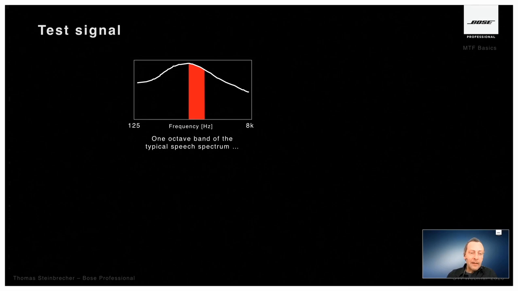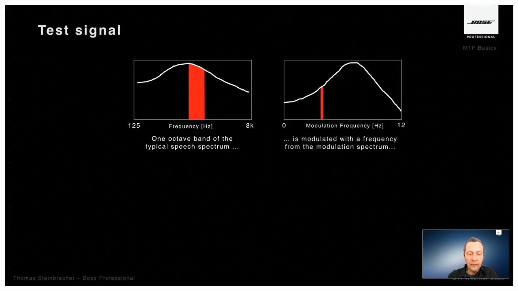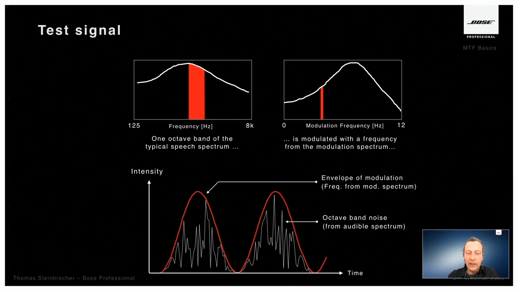We will take an octave band noise carrier, so just an octave band filtered noise, filtered in one of the octave bands that speech consists of, and then we will modulate this noise with a modulation frequency that also comes from the human modulation spectrum.